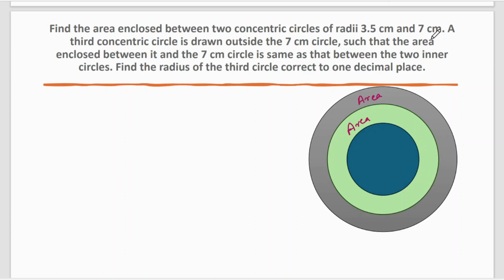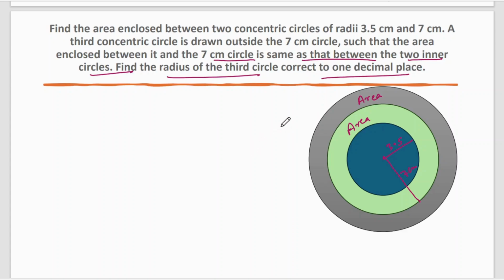Okay, they are saying now that a third concentric circle is drawn outside the 7 centimeter circle such that the area enclosed between it and the 7 centimeter radius circle is the same as that between the two inner circles. So see, you have got a center, and the radius of the inner circle is 3.5 centimeters, and the radius of the second concentric circle is 7 centimeters. Find the radius of the third circle correct to one decimal place.